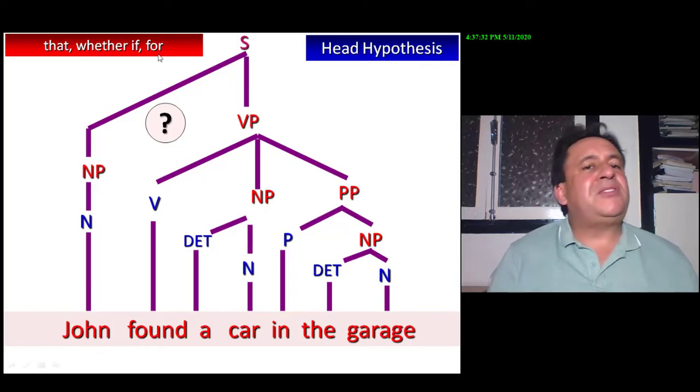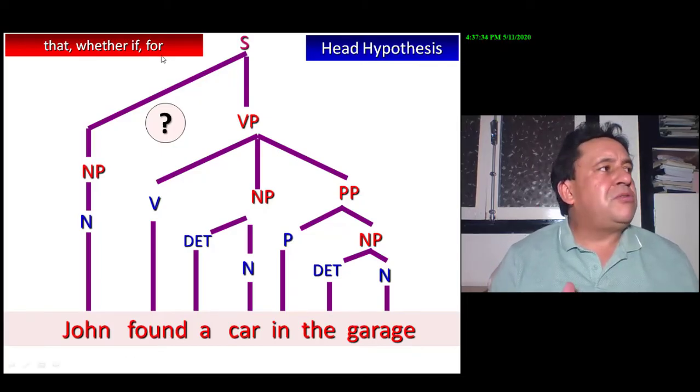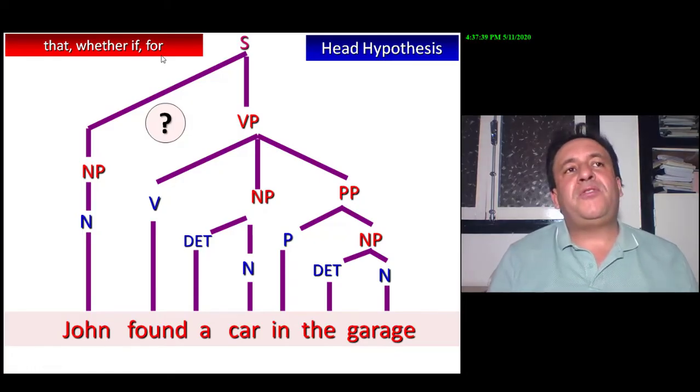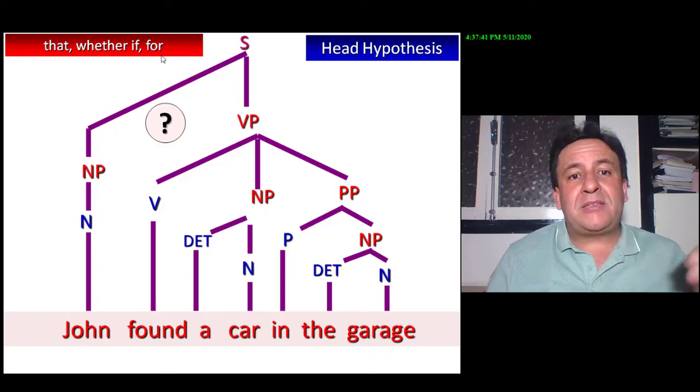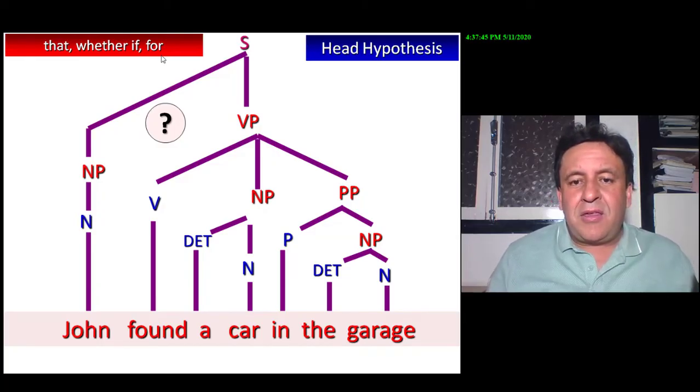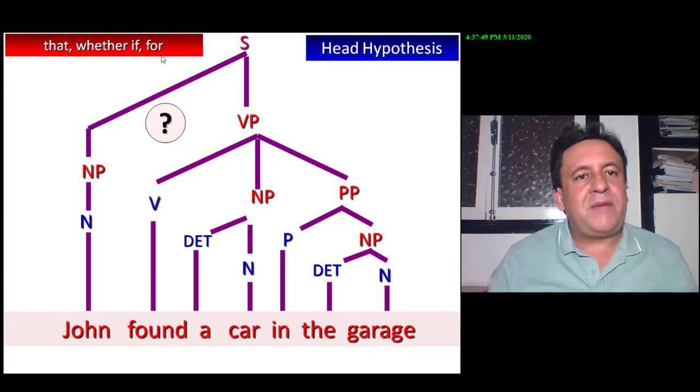Another type of complementizer that we have in English is for. We use it in non-finite clauses, infinitive clauses. Like when I say, for example, for you to quit smoking this month is the best thing you can do. Okay, I'm just trying to imagine something, okay?